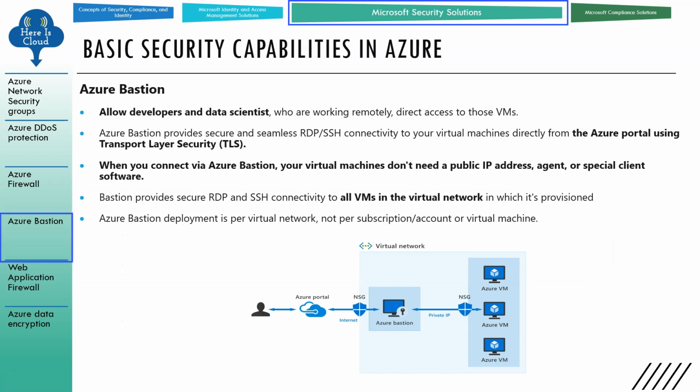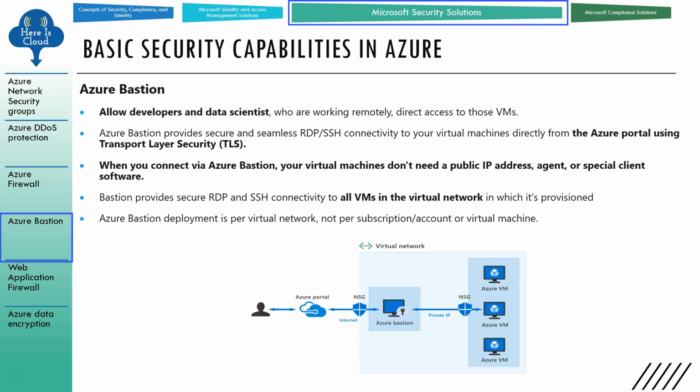So next is Azure Bastion. Azure Bastion sits in the virtual network, and it allows developers and data scientists who are working remotely direct access to those VMs. So even if those VMs are private, it can still allow developers and data scientists to connect to those private IPs through Azure Bastion, as shown in the diagram. It provides secure and seamless RDP or SSH connectivity to your virtual machine directly through the Azure portal using transport layer security. When you connect via Azure Bastion, your virtual machine doesn't need a public address, as I mentioned, or any agent or special client software.